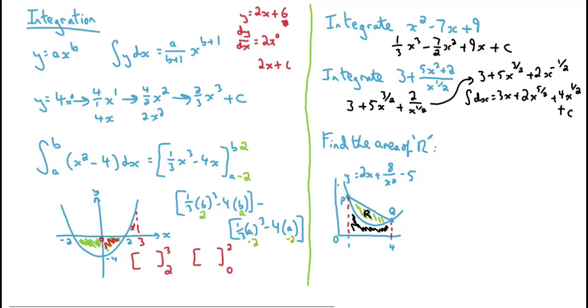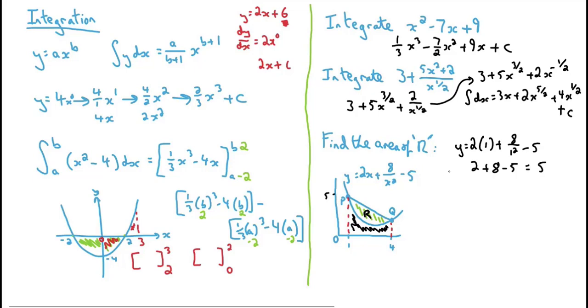So, in order to start off with, if we're going to work out the area of this trapezium, we need to work out the y-coordinates of P and Q, as well as their x. Well, because we know that P and Q lie on the curve, we can just plug in their x-coordinates to see what the y-coordinates are. So we're saying y equals 2 lots of 1 plus 8 over 1 squared minus 5. That's going to be 2 plus 8 minus 5. That's just going to leave us with a value here of 5 for P.